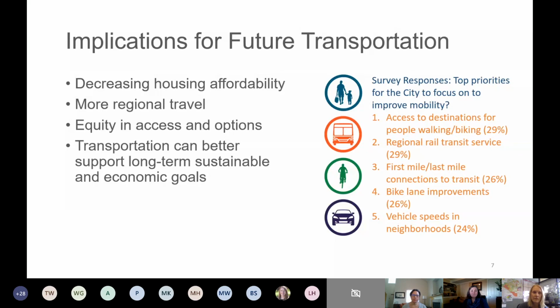Again, we have these current conditions that a lot of us are facing and the implications, and this of course was completed prior to COVID-19. So we know that some of these conditions are going to be worsening in the future, and so we're obviously going to be keeping an eye on that. But decreasing housing affordability, meaning additional and increased in-commuting, more regional travel, equity and access and options, and transportation that can support long-term sustainability and economic goals.